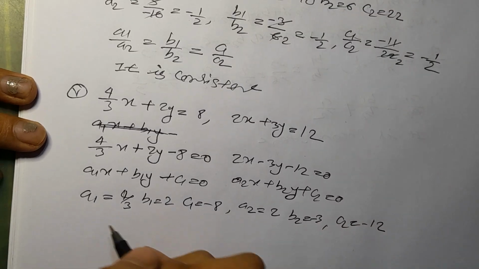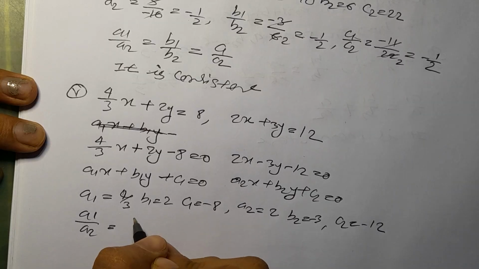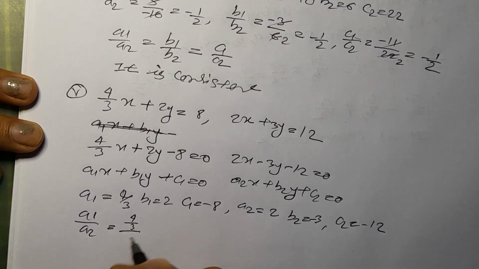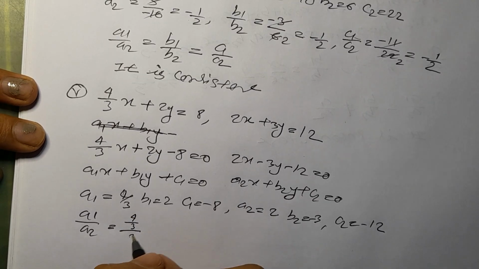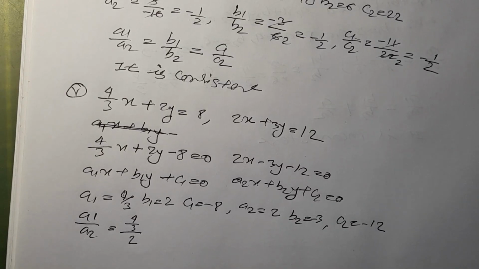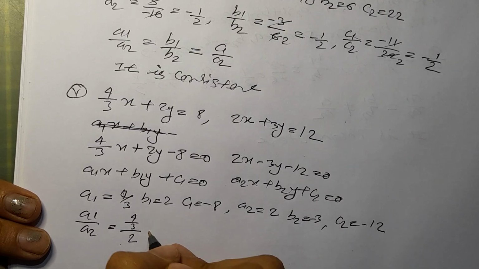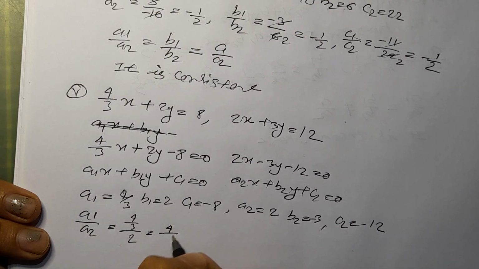So now we need a1 by a2. So a1 divided by a2, a1 is 4 divided by 3, divided by a2 which is 2. As soon as you got this, you can take the 3 directly to the down side, because it is in the down side of 4, so it will come automatically to the down of here. So it will be 4 divided by 3 into 2. 2 and 2 cancel, so it will be 2 by 3.